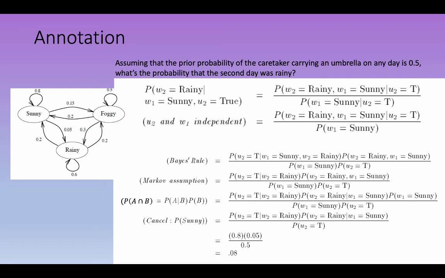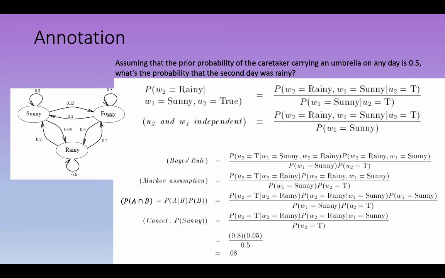So we can remove the fact that, whether or not tomorrow is sunny, we can remove the requirement of the caretaker carrying an umbrella from the denominator of this equation. We can then use Bayes' rule, right, to redefine some of these probabilities.